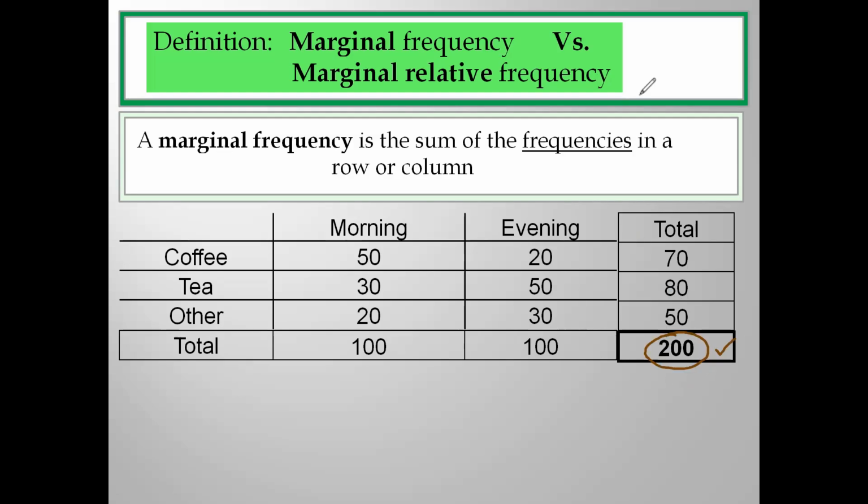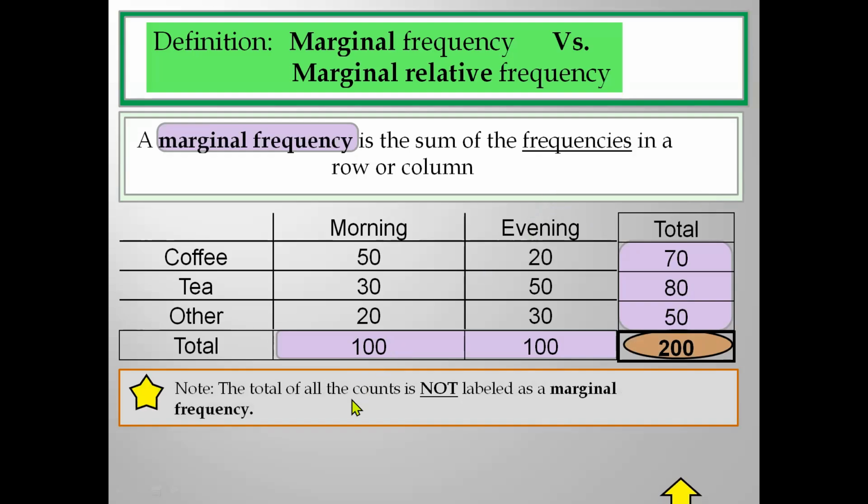So let's see what we end up having. For marginal frequency, we added up all the columns to get each of the column totals, and we added up each of the rows to get the row totals, and then we add up all the row and all the column margins to get the total. Note that the total of all counts is not labeled as the marginal frequency. This is just the total of individuals, in this case, the number of people.